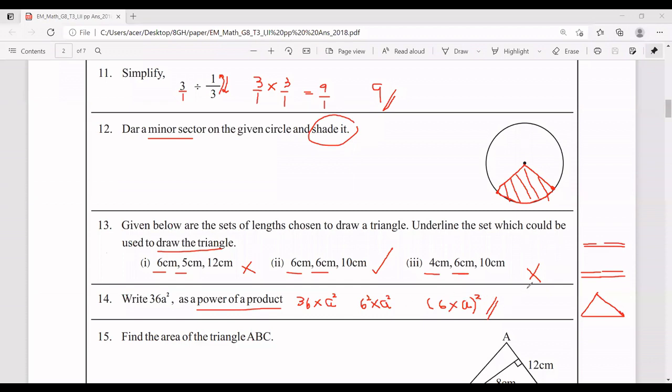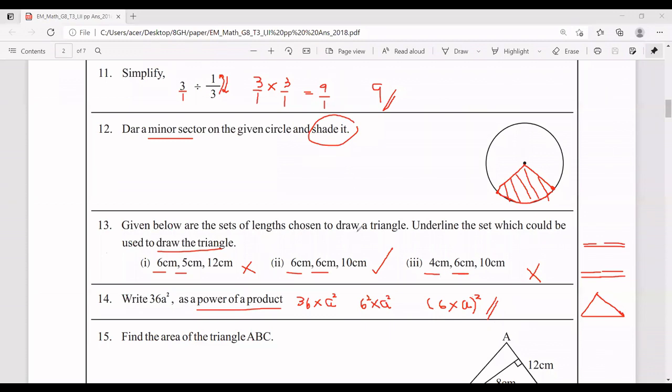Product means a multiplication of any two or more numbers. So get only the bases. You know, in a power, what is the base? This number is the index. This number is the base. So get the bases. 6 is the base here. Here A is the base. Put those bases into brackets. Here the index is 2, here the index is 2. The common index is 2. Write that outside the bracket. So this is a power of a product. Can you understand? Yes, teacher, thank you.